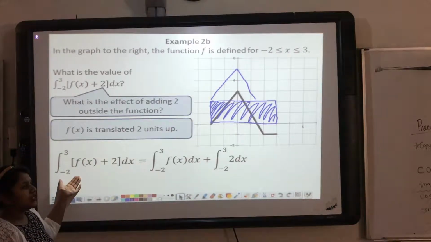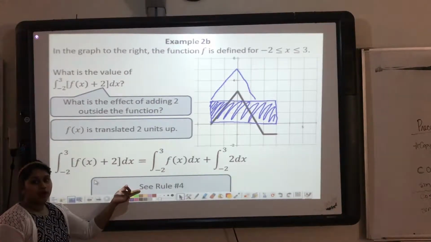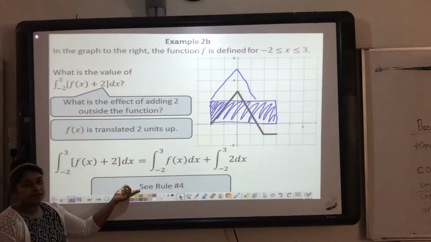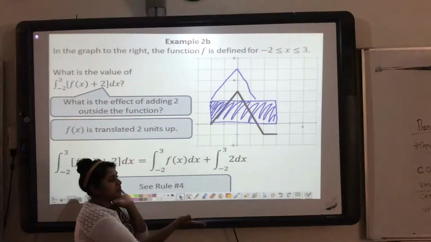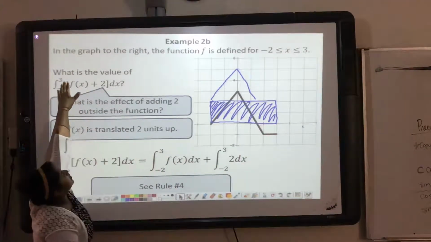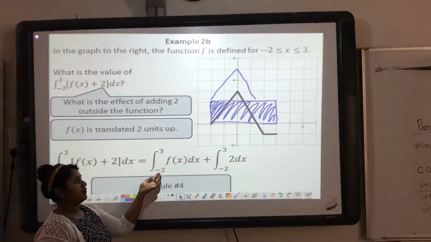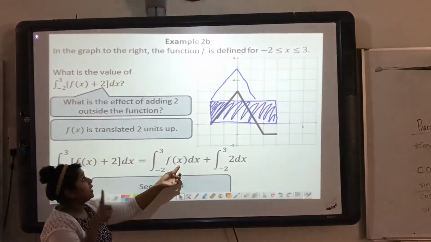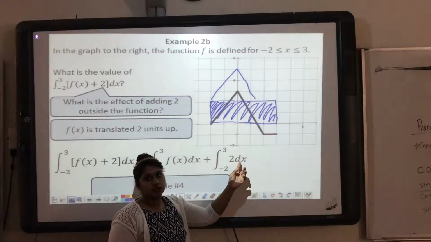So what we're going to do is go ahead and use our rule number 4, which is our sum and difference property, where we can just split it up. We saw that with derivatives. Well, we can do the same thing with integrals. We can just split it up. So we split up the first half, and because we have plus, we split up the second half. So the definite integral of -2 to 3 of f of x, we did that in question A, so we have that answer. But we need to figure out the definite integral of 2.